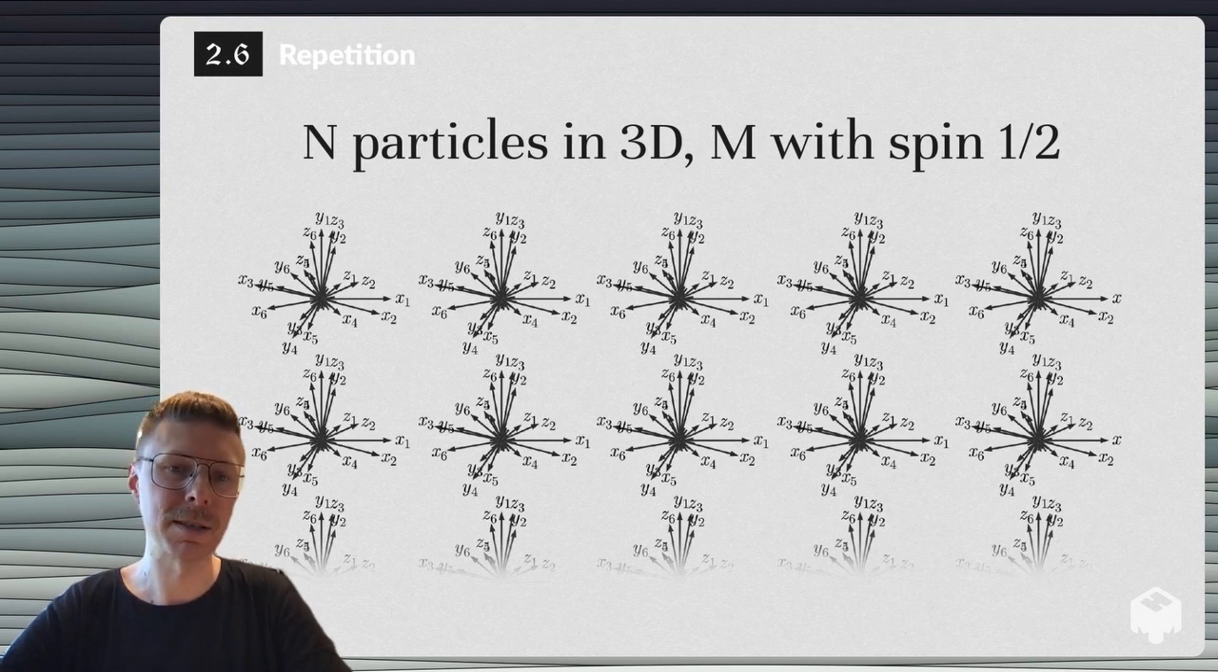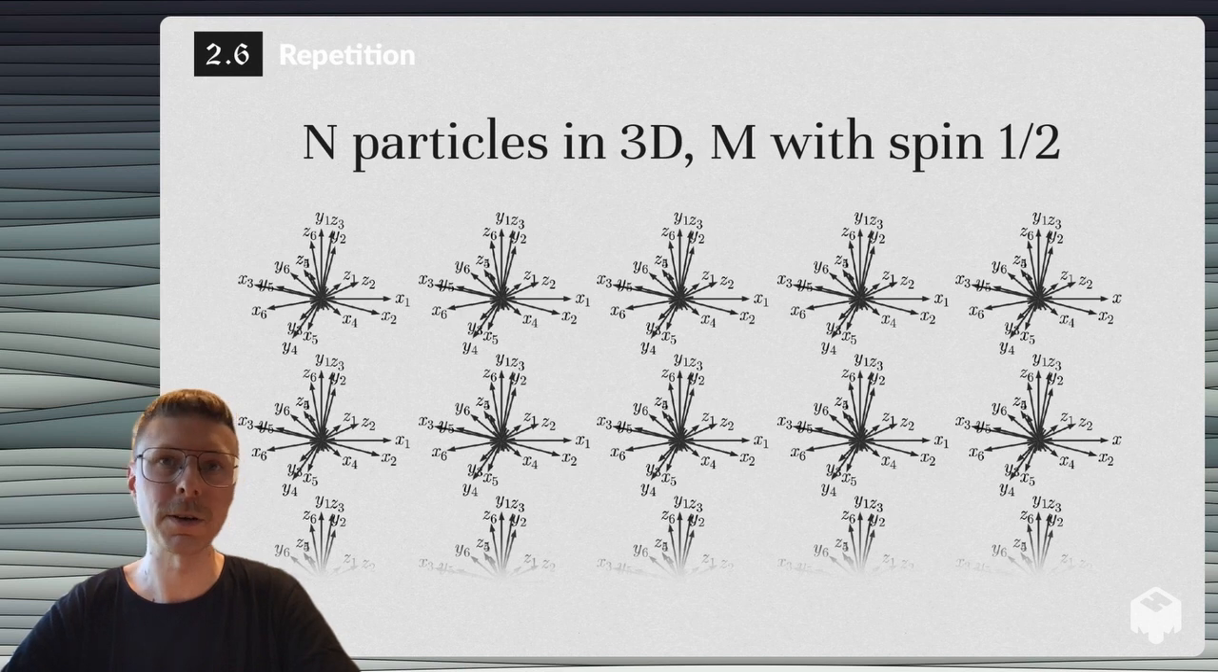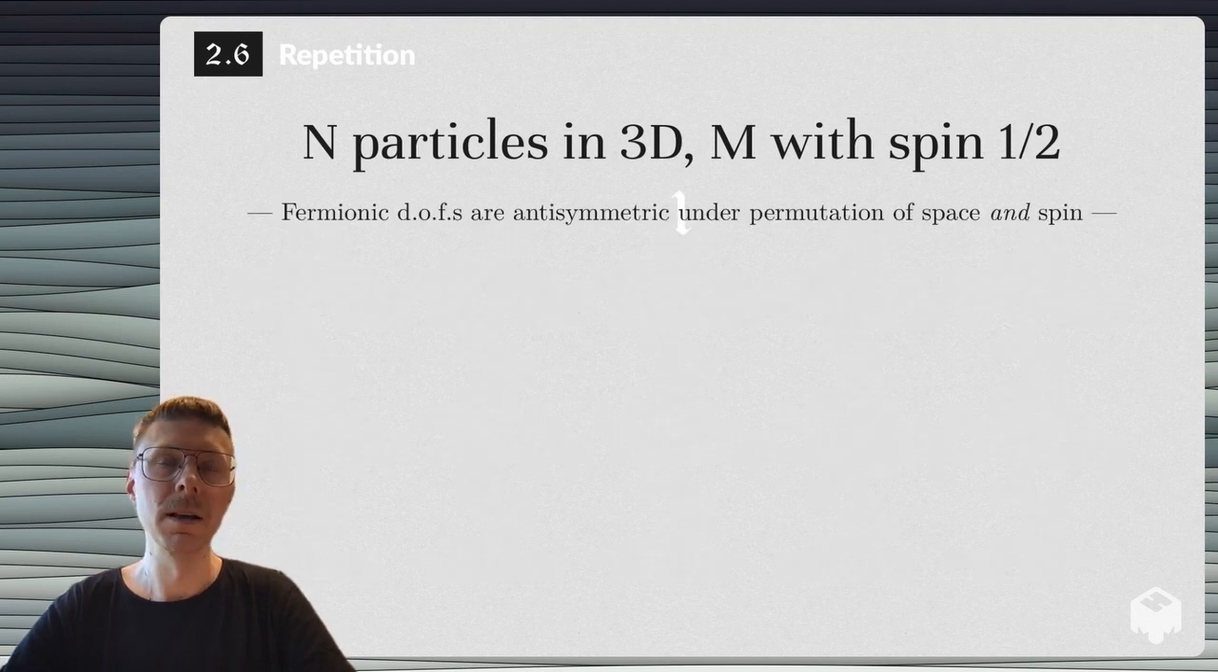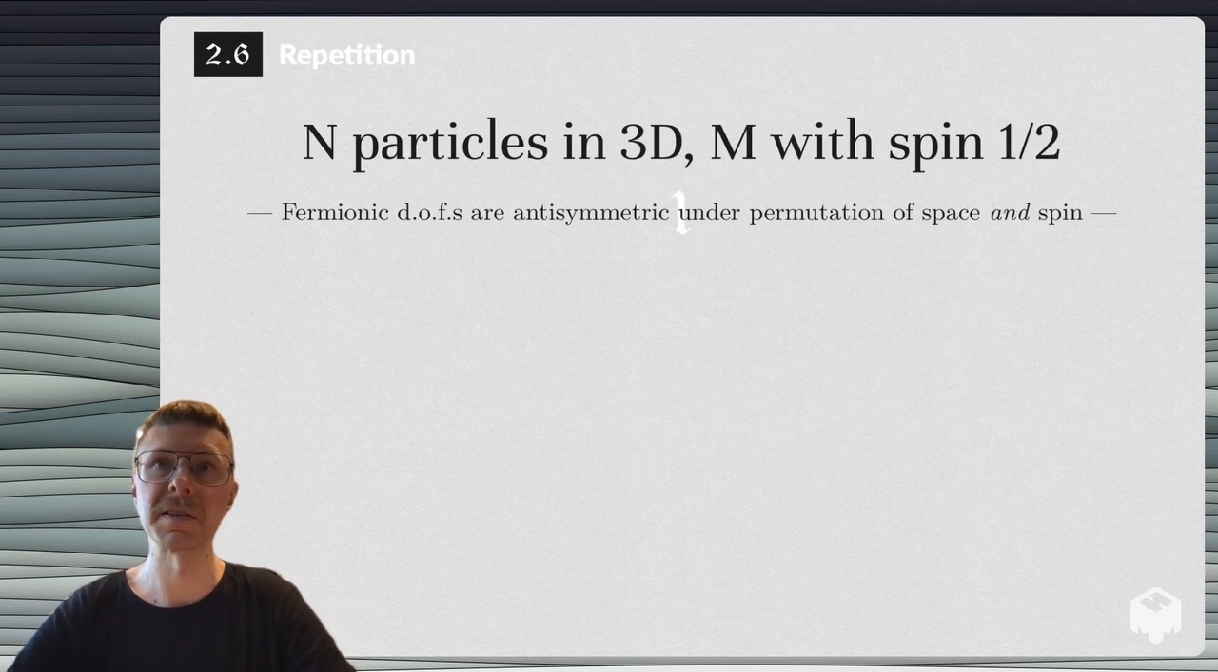And on top of this, we should describe a wave function. So this underlies why these problems are hard to deal with, why the state description psi is something difficult. There are also some more details to point out: the fermionic degrees of freedom are antisymmetric under permutation of space and spin.